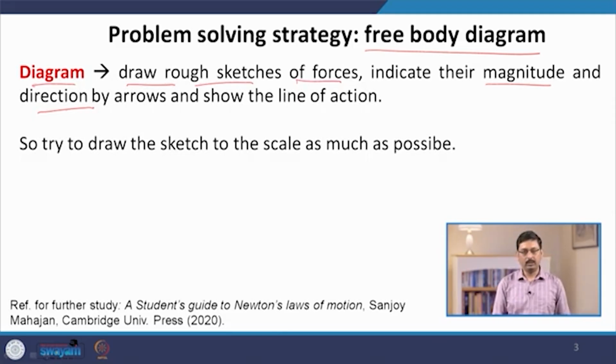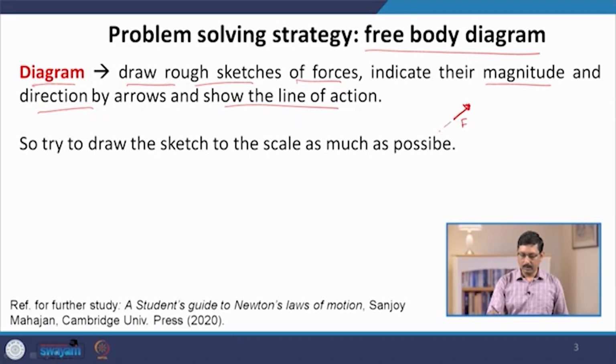So, the length of the arrow should be proportional to the magnitude, and the direction of the arrow should indicate the direction of the forces. Also, as we will see, it is important to think about the line of action. This is the line extended to infinity in both directions. Suppose there is a force F, so this is the magnitude of the force from tail to tip, and this is the direction.